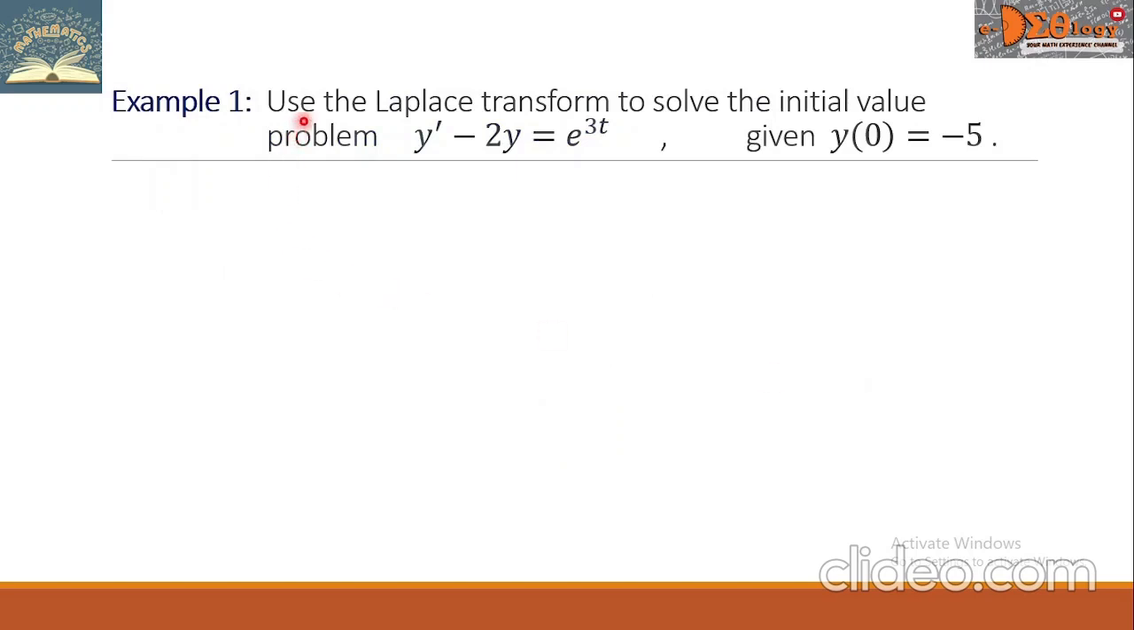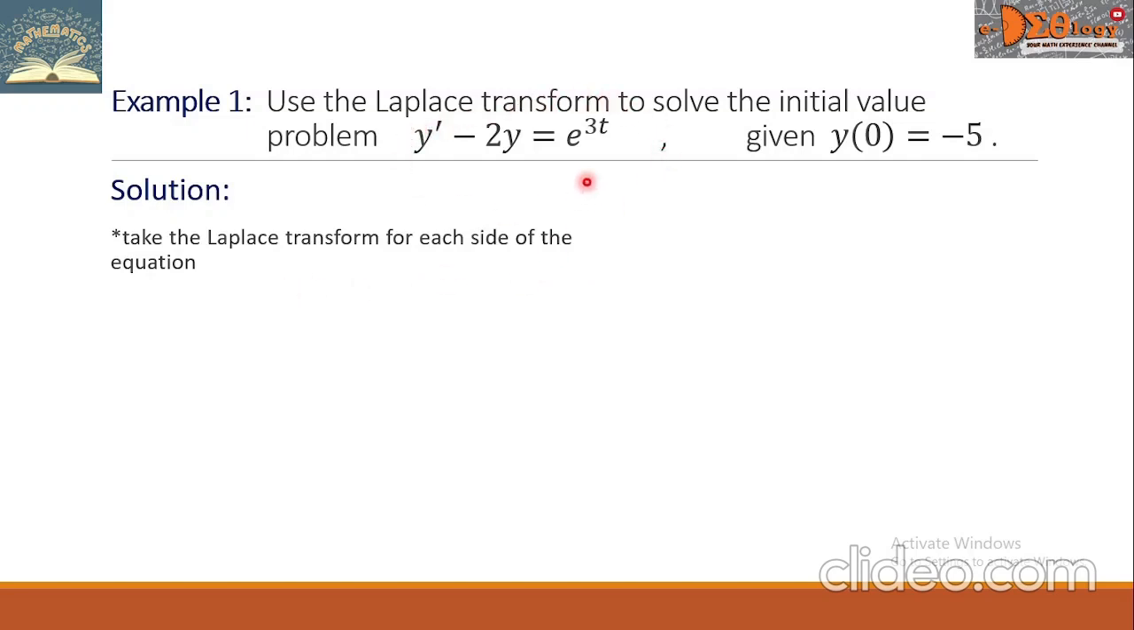Example 1. Use the Laplace transform to solve the initial value problem. y prime minus 2y equals e raised to 3t, given y of 0 equals negative 5. First thing to do, take the Laplace transform for each side of the equation.